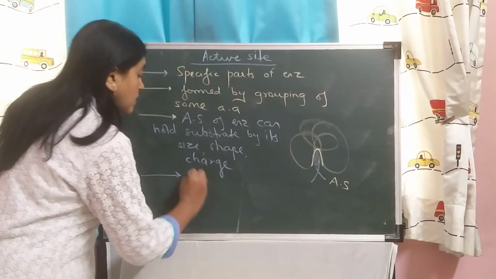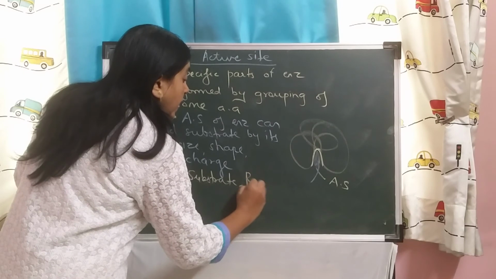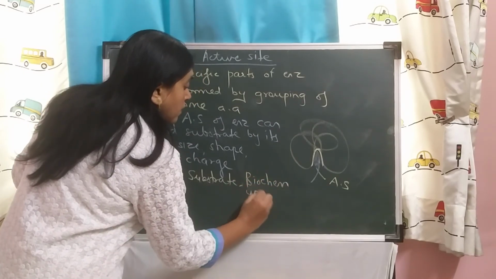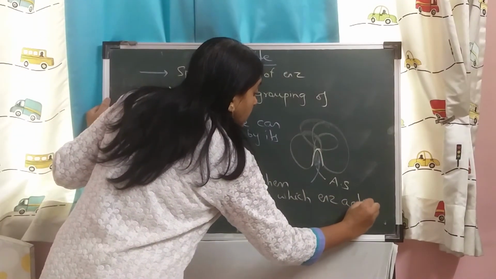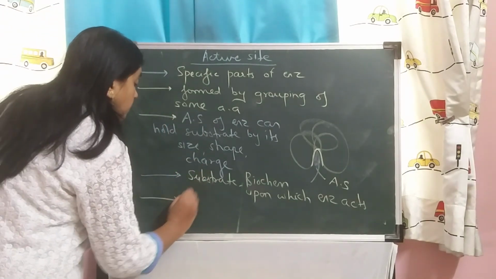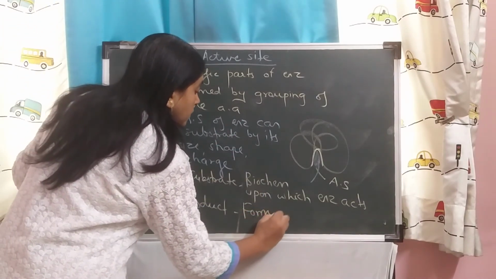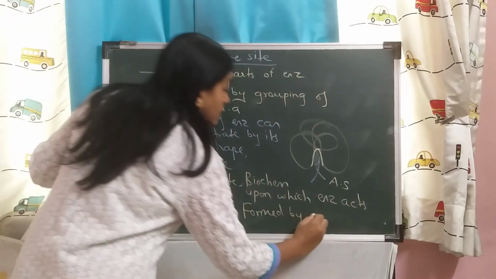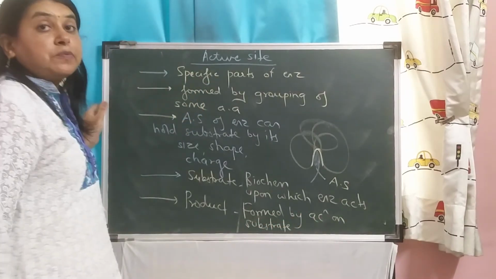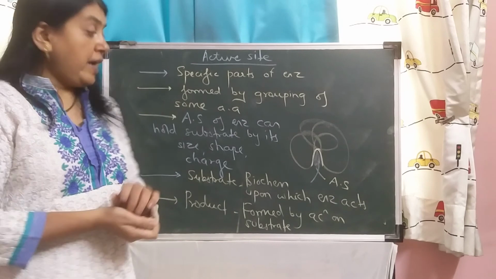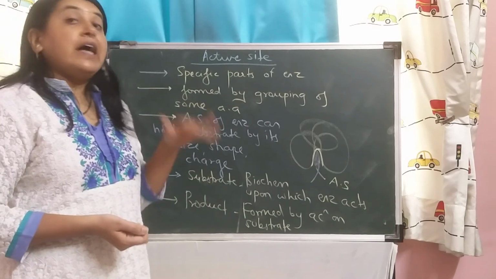Now, what is the substrate? The biochemical upon which the enzyme acts is called the substrate. And what is the product? It is formed by the action on the substrate. So the substrate changes into the product, and that is the biochemical which is formed due to the action of the enzyme. Okay, so this is all about the active site.